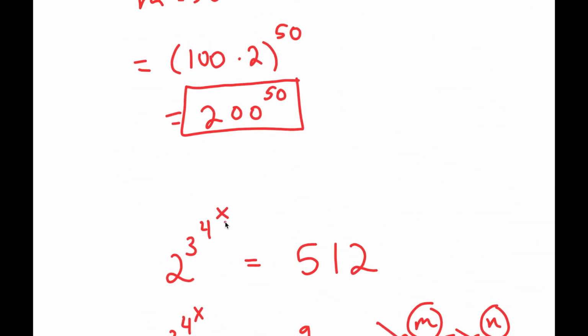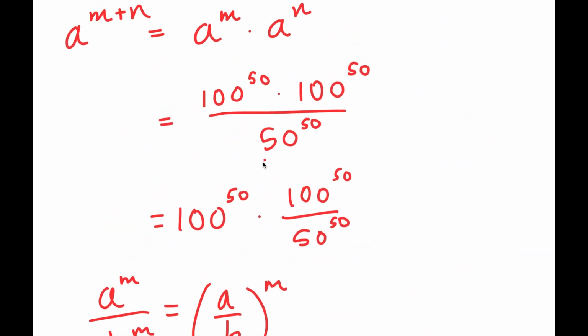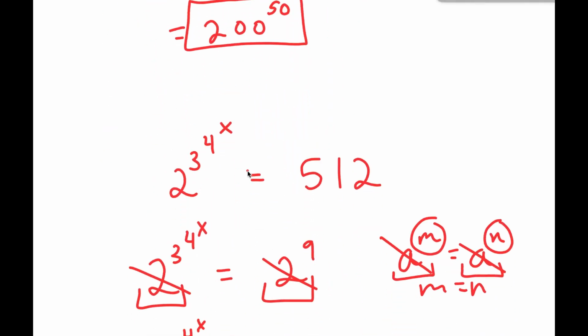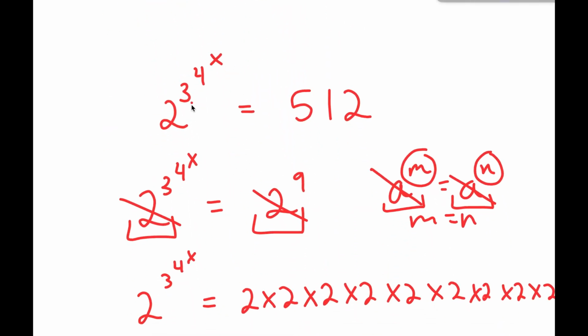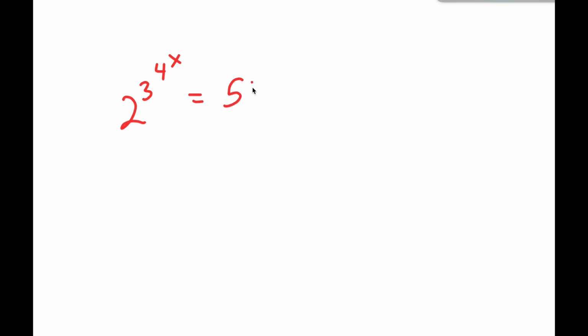Now, there is actually a simpler way of solving this, in case you guys were wondering. So I have 2 to the power of 3 to the power of 4 to the power of x, and what I'm going to do is, let me actually write this down here. 2 to the power of 3 to the power of 4 to the power of x is equal to 512. What I could do is 2 to the power of 3 to the power of 4. This is equal to 81.